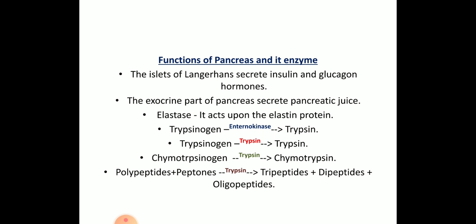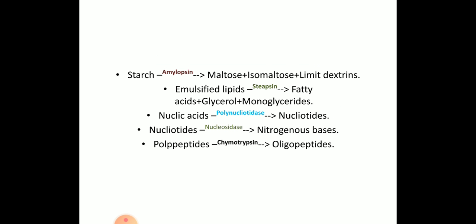Polypeptides and peptones are converted into tripeptides, dipeptides and oligopeptides in the presence of trypsin. Starch is converted into maltose, isomaltose and dextrin. Emulsified lipids are mainly converted into fatty acids. And lastly, nucleic acids are converted into their respective smaller units like nucleotides, nitrogenous bases and oligopeptides.